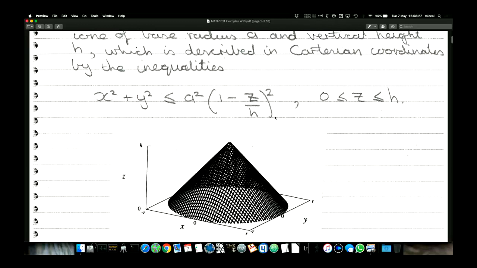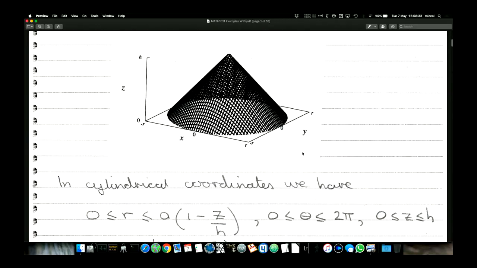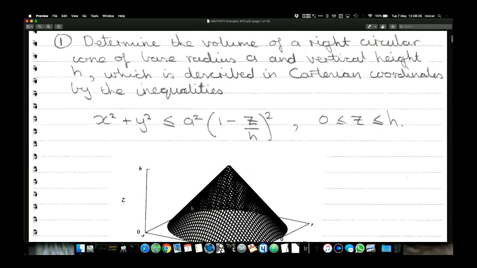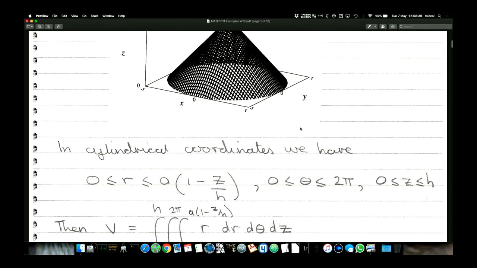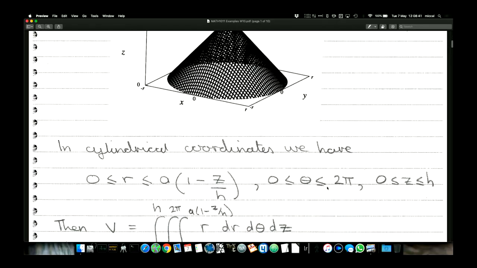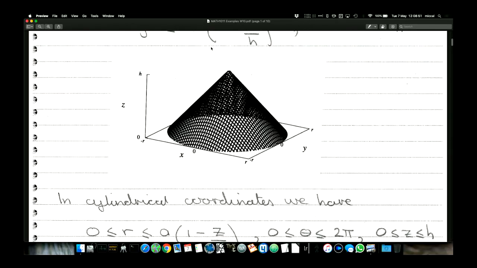Everything's going to be positive. If it turned out my answer was negative, all that means is I took the wrong square root and I just dropped the minus sign. But you'd have r going from 0 to the square root of this bit. And I want to sweep out the whole thing. So theta, which is your angle in the xy plane measured from the positive x-axis going anti-clockwise, goes from 0 to 2 pi. And z in this case just goes from 0 to h.